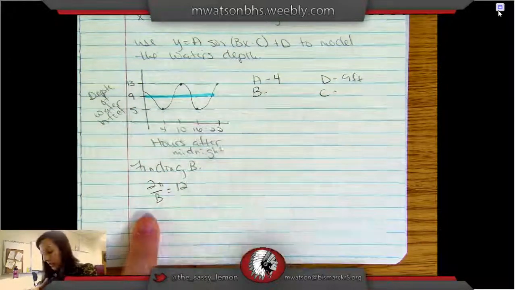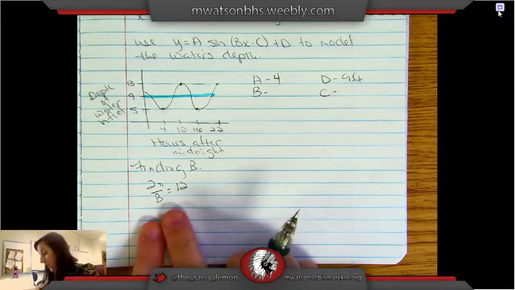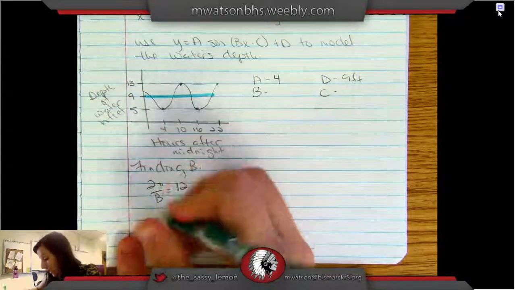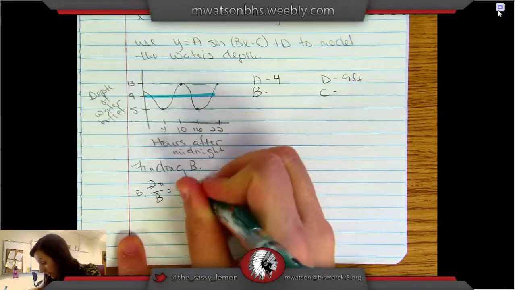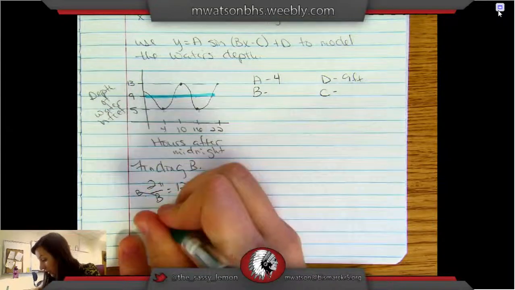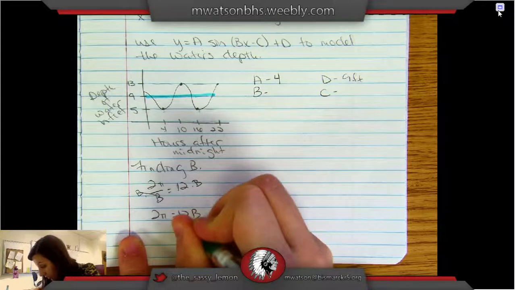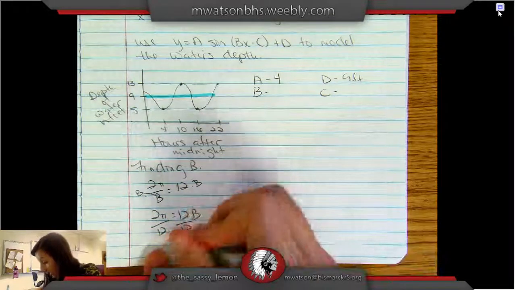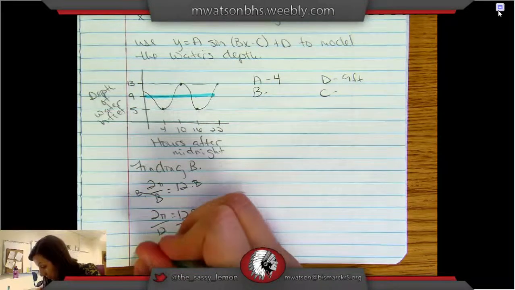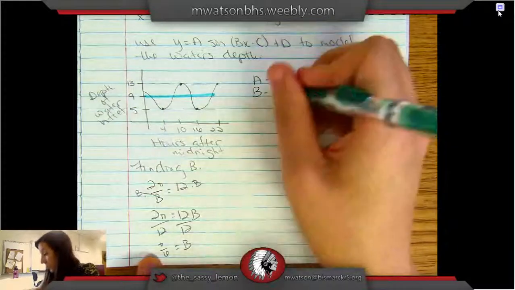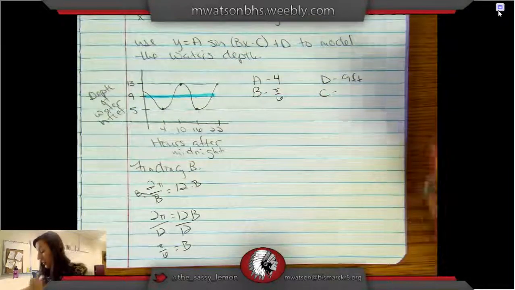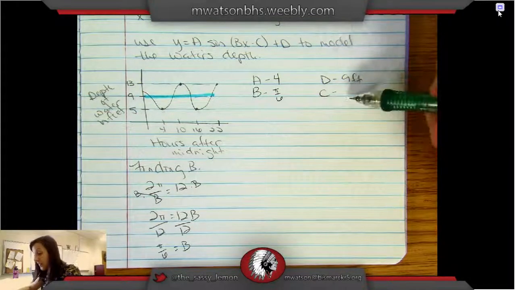So now let's figure out what this B is. Just solve this equation, multiply by B on both sides to get B out of the denominator. Now we have 2 pi equals 12B. Divide by 12, and we get B equals pi over 6. Alright, so now we just have one more thing. We need to find C.